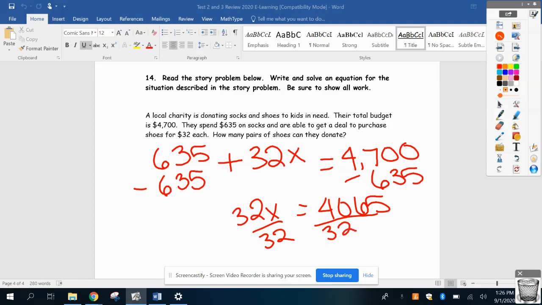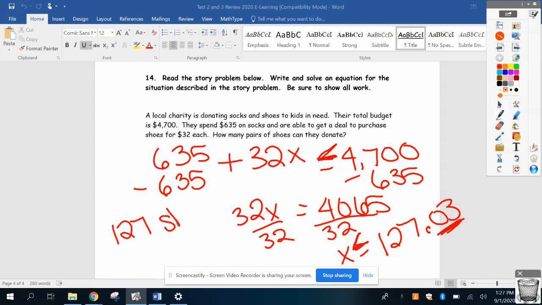Divide that by 32 and I'll get 127.03. Okay, now this is saying at most, right? At most they have $4,700 in their budget. So even though we might think, oh, we could round up, we can't spend any more than that. So that's really saying at most. So we need to be thinking at most. So that means at most we can buy 127 shoes.